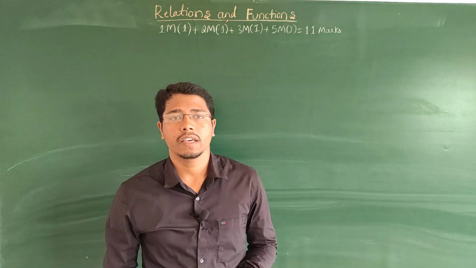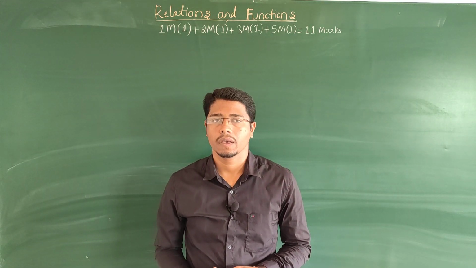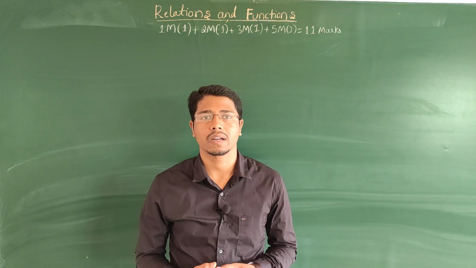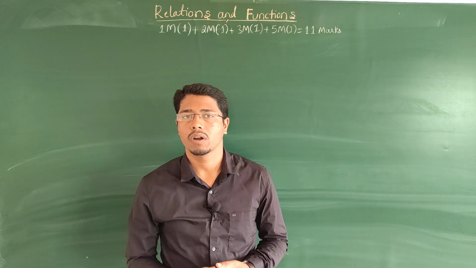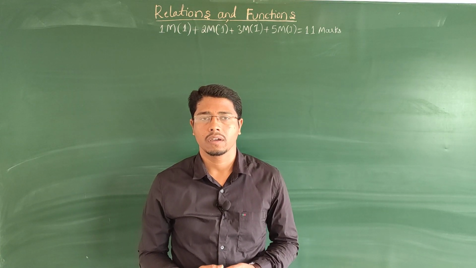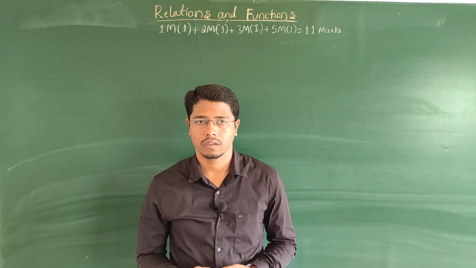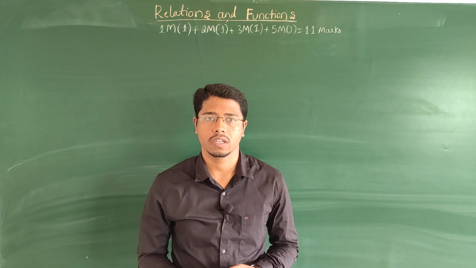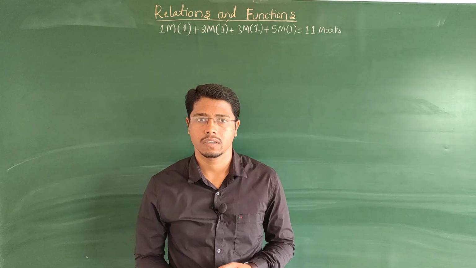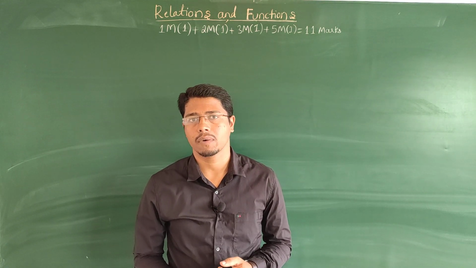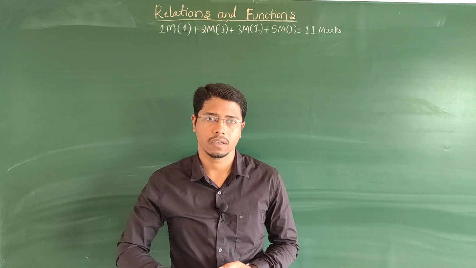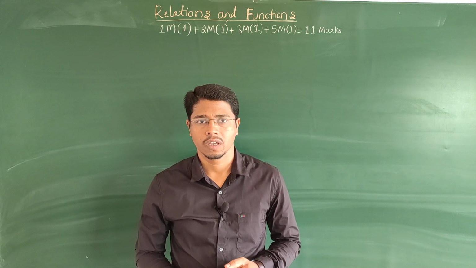This second year Relations and Functions chapter will carry 11 marks in your annual examination. That is one question for 1 mark, one question for 2 marks, one question for 3 marks, and the last one is one question for 5 marks. Totally you will get 11 marks of questions in your annual examination.